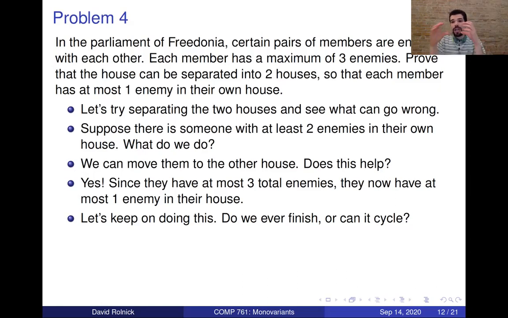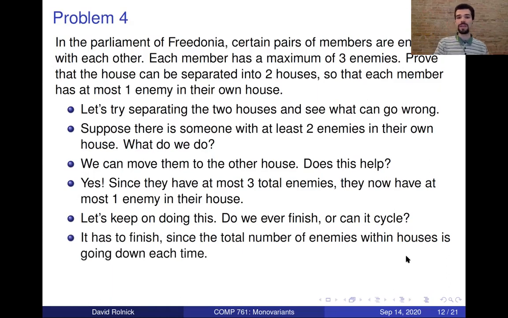So how many enemyships in the same house did we have before? I saw a couple of people suggesting this. You started out with 2 enemies in one house, and you went to 1. Now, you might have created another problem. You might have to move another person from the house you moved into. But the number of pairs of enemies has decreased a little bit. So you feel like you have made some progress. The total number of enemies within houses is going down each time. And this is going to be an idea which we can use to build a formal proof.